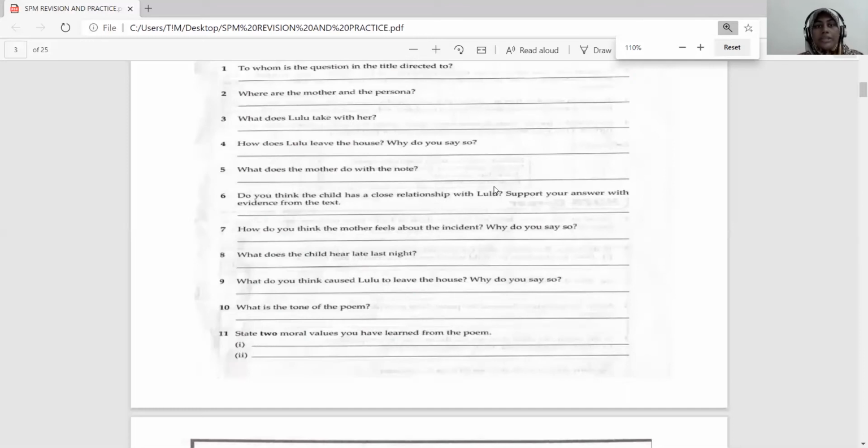Number three, what does Lulu take with her? Lulu takes her money box, right? Okay, so yes, she took her money box with her. Number four, how does Lulu leave the house, and why do you say so? I mean, how she leaves the house, with what, and what is your evidence? No, it's not about how she went out from the house. If they ask how she went out from the house, yes, she escaped through the curtain, I mean the window. But they are asking how does Lulu leave the house? Meaning by car. All right. Why do you say so? Because the persona heard the engine roar late last night.